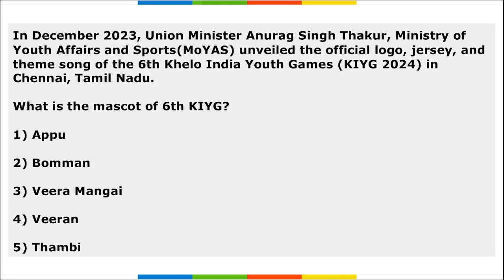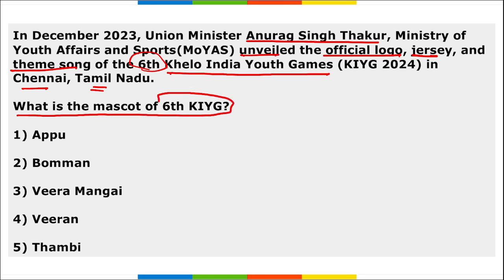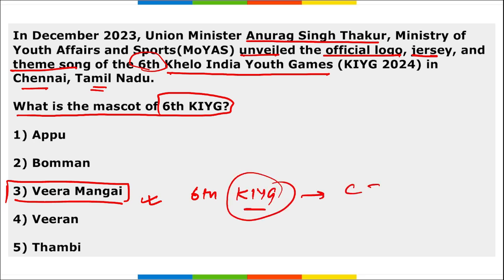Correct? Next, in December, Anurag Singh Thakur unveiled the official logo, jersey and theme song of the 6th edition of Khelo India Youth Games in Chennai, Tamil Nadu. The question asked is, what is the mascot of the 6th Khelo India Youth Games? So what is the mascot here? The mascot will be Veera Mangai. This is the mascot of the 6th edition of Khelo India Youth Games that will be held in Chennai, Tamil Nadu. Correct?